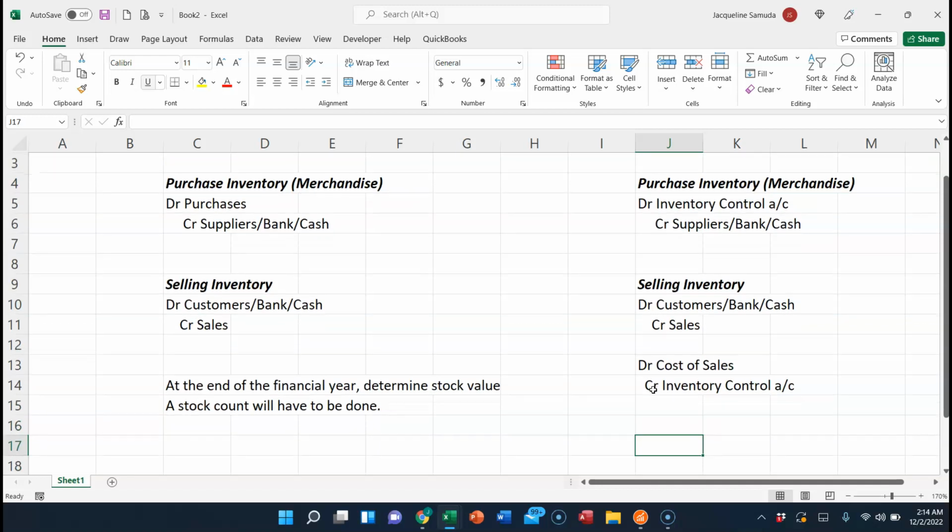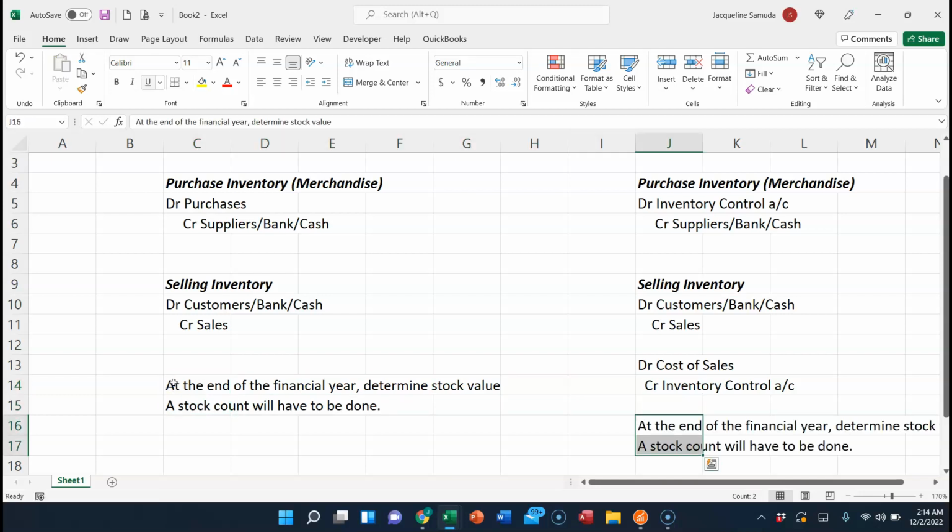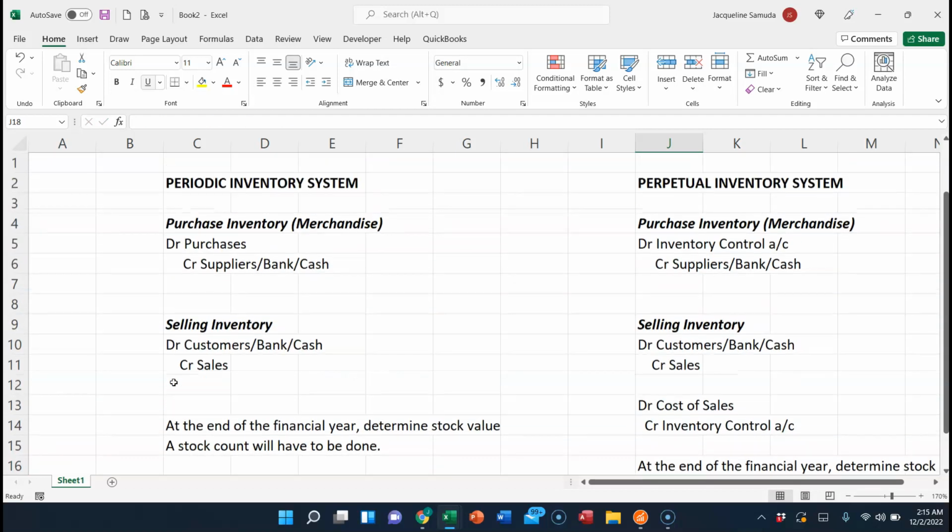Now, if at the end of the financial year you want to determine stock values, you don't need to do a stock count. In fact, all you have to do is query the closing balance on the inventory accounts. And this is the beauty of the perpetual inventory system. And that is easily done if you have a computerized accounting system like Sage or QuickBooks.